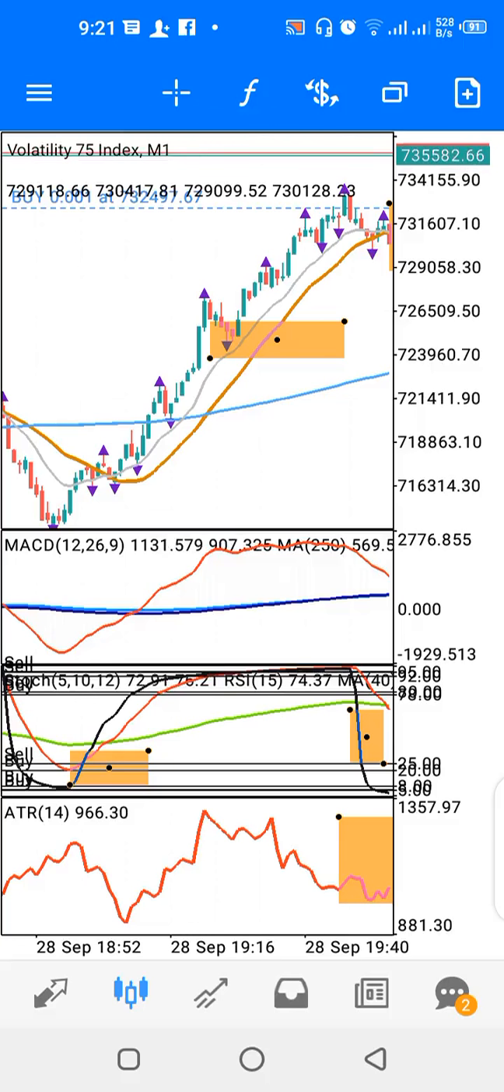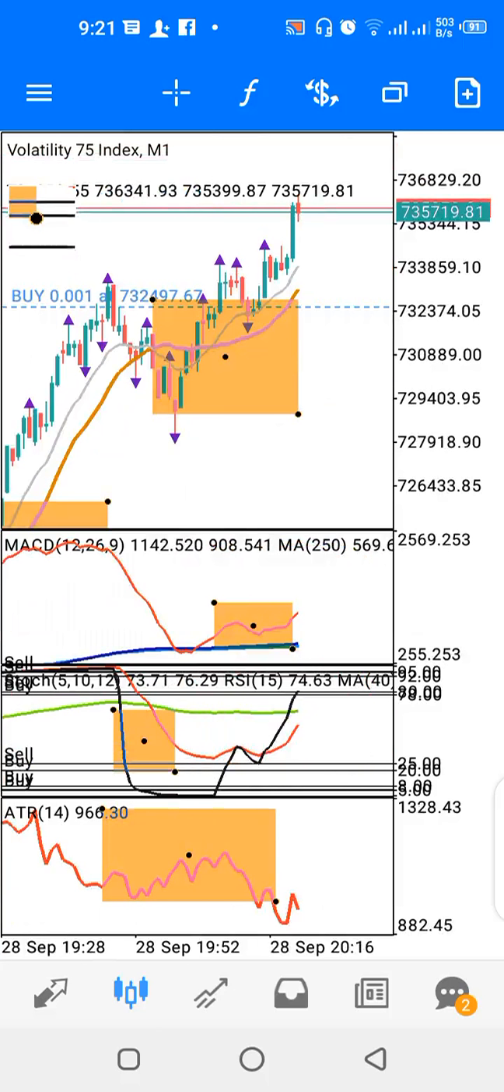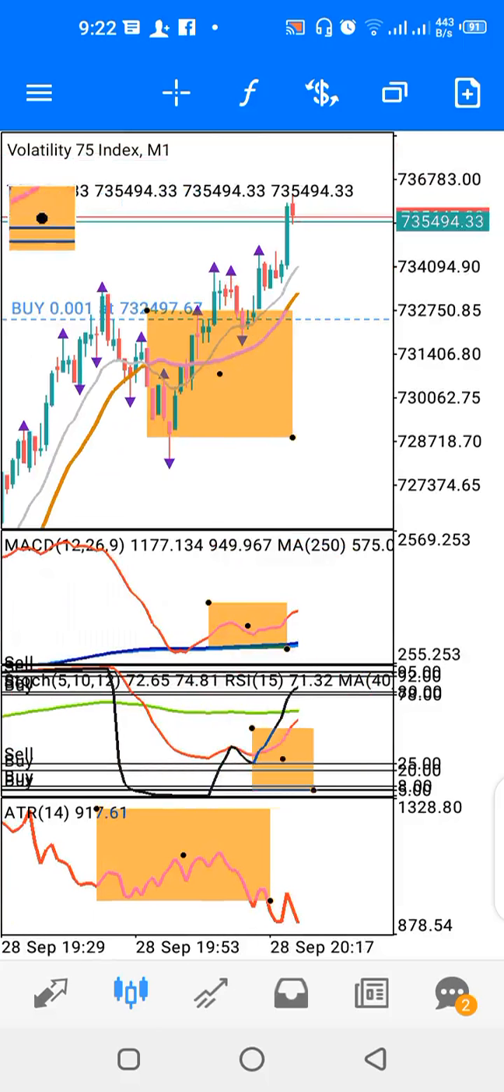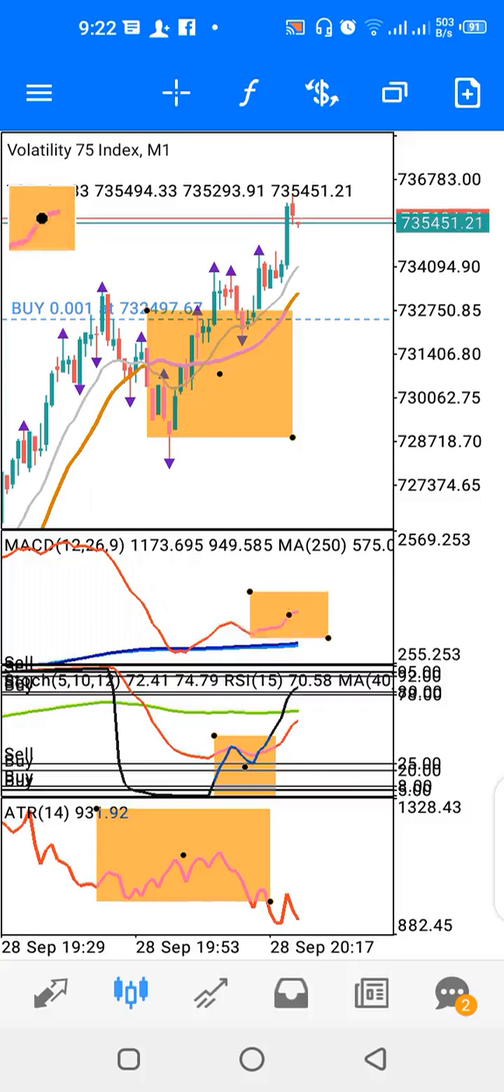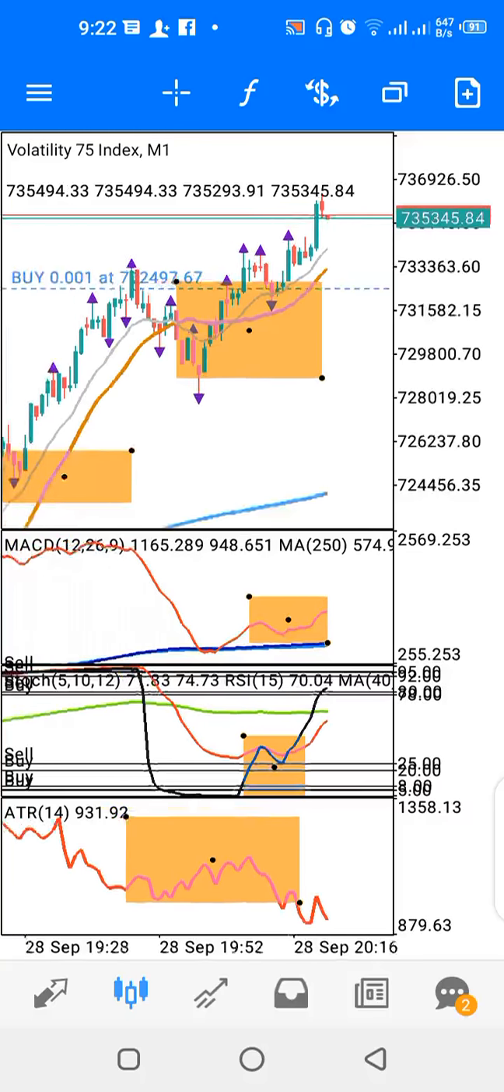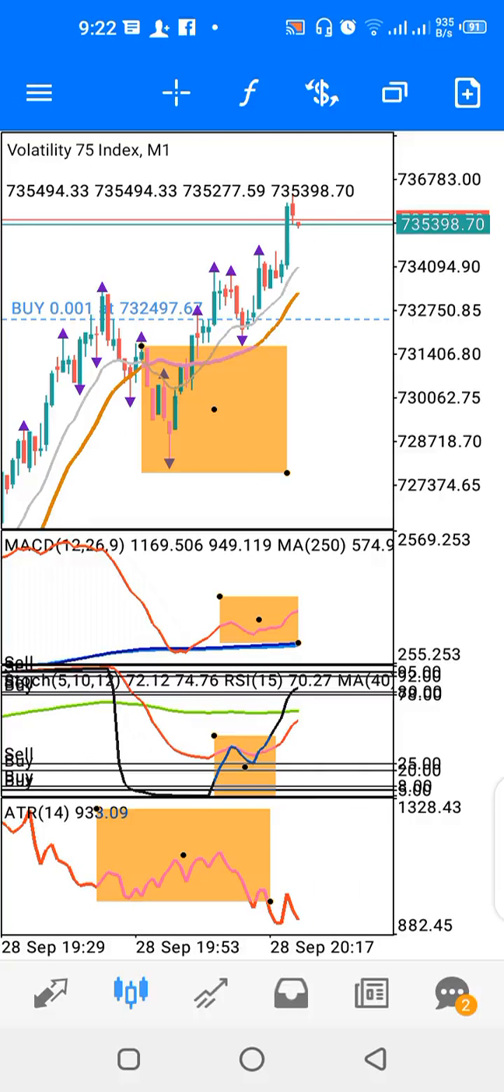Let's go to the chart. So for indicator window 2, you can see the black crossed above the red around here. Also the red is above the blue, and also the gray. The gray is above the orange, and the orange is above the blue. So that's buying. It is 1 minute time frame.